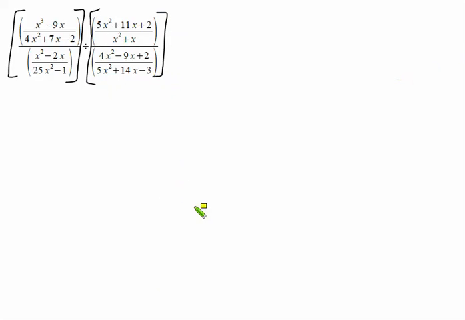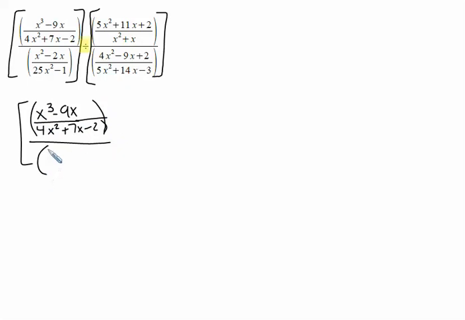And what we're going to do first and foremost is change it from dividing those two things to multiplying those two things. In order to do that, we are just simply going to rewrite the first expression. The numerator is x cubed minus 9x over 4x squared plus 7x minus 2. And our denominator there is x squared minus 2x all over 25x squared minus 1.